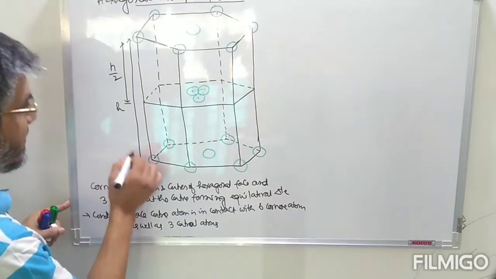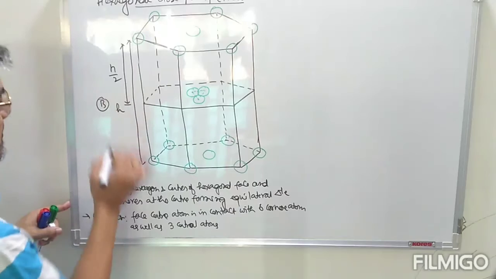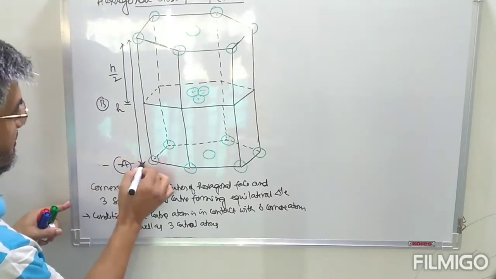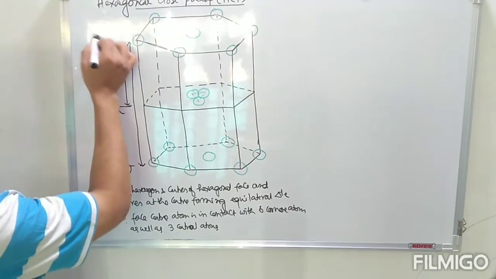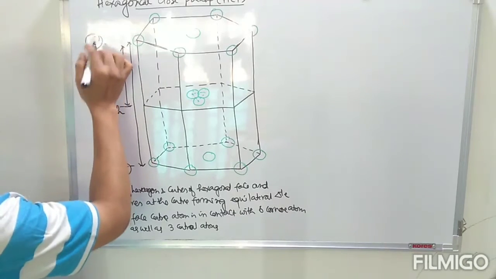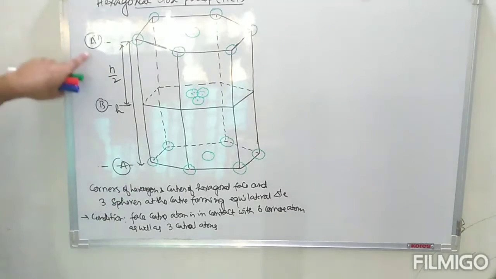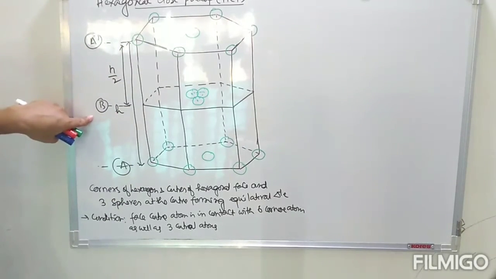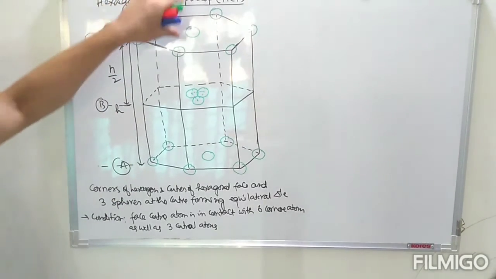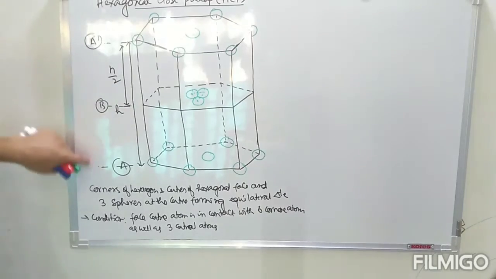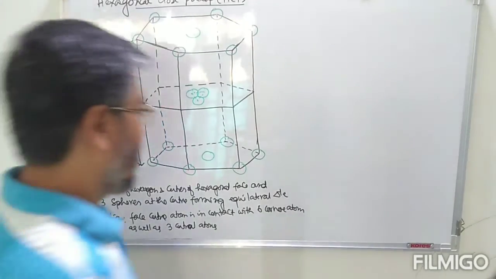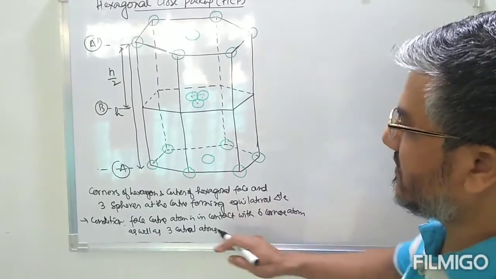If this layer be A, this layer is the B layer, then this layer is again A. Exactly A, and in between we have this B layer. So basically this hexagonal close packing consists of A, B, A, B, A, B type.